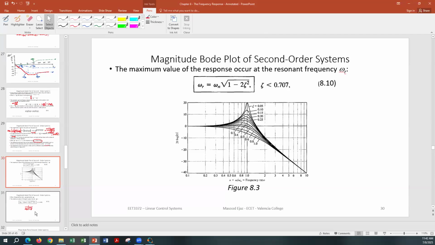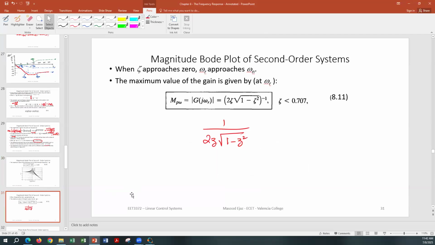To the next slide. Mm-hmm. 1 minus 2 zeta square. Why did you say that? That is correct. Oh, okay. I see what you're saying.